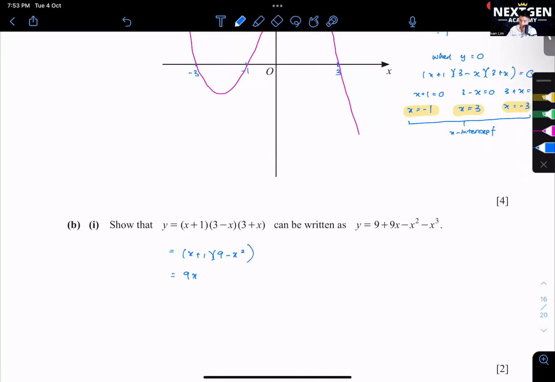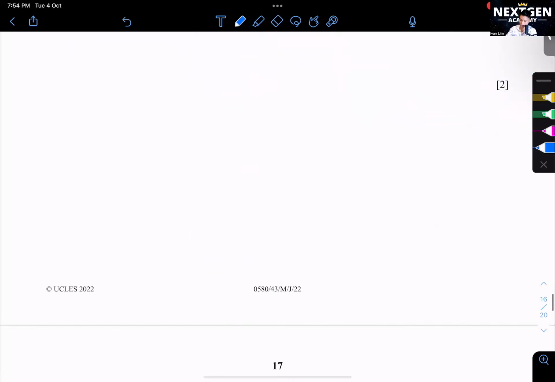Okay, 9x minus x cubed plus 9 minus x squared. That equals 9 plus 9x minus x squared minus x cubed. Okay, shown. You have 3 marks for your one, 2 marks only.